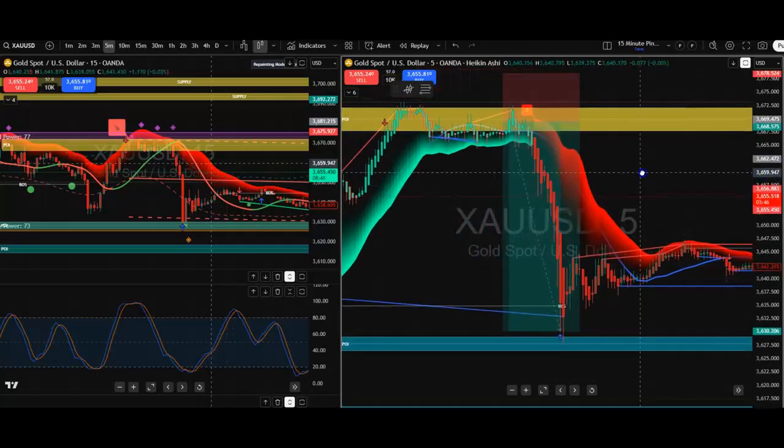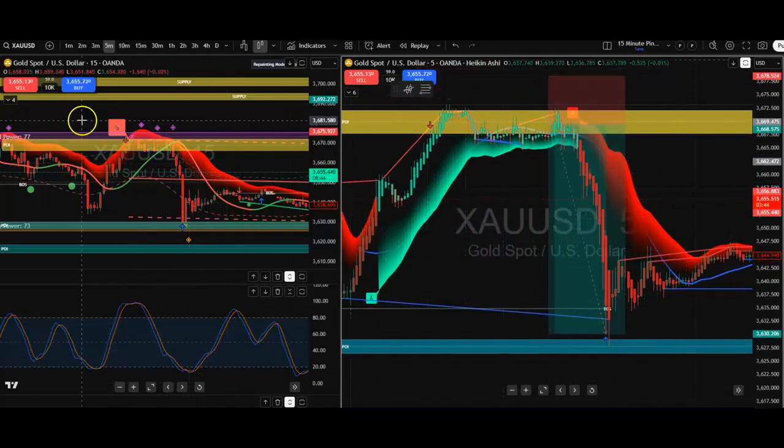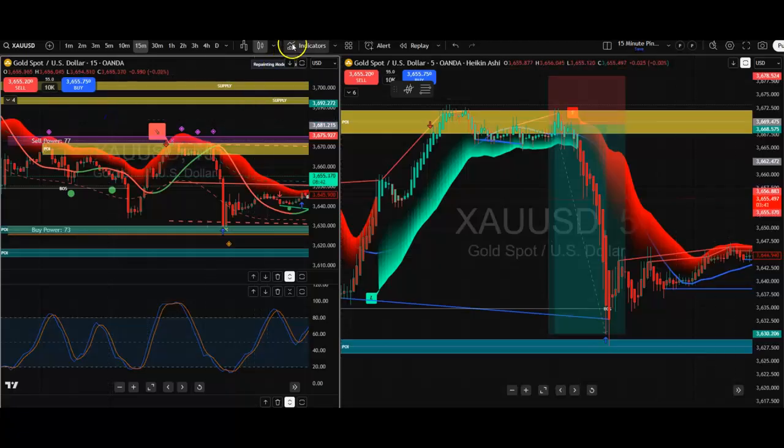Now for me, see how this comes into here. That we've got a power of 77. The price hits this area here.